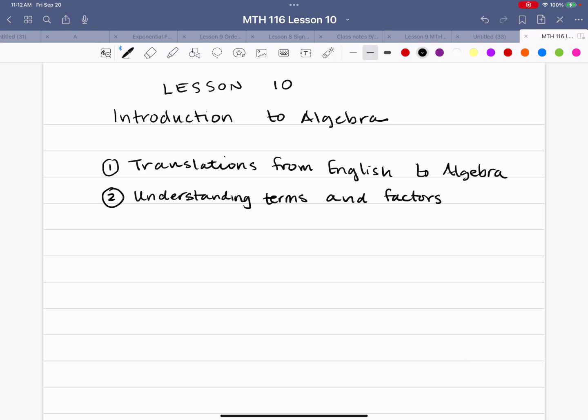Hi, it's Miss House. In this lesson, lesson 10, we're going to have an introduction to algebra, and there are only two quick concepts that we'll cover here. First, we'll do a few translations from English to algebra, and then we'll learn the difference between the terms, the actual term is terms, and factors.